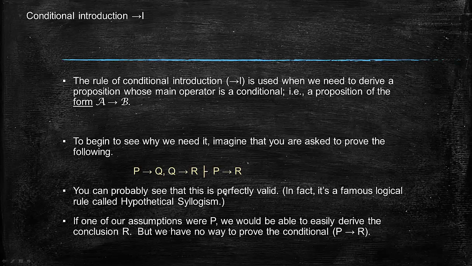And you can see that if one of our assumptions were P, we're not given P as an assumption, but if one of our assumptions were P, we'd be able to easily derive the conclusion R by just 2 applications of conditional elimination. Right? So if we had P, we'd be able to get Q by conditional elimination, and then if we had Q, we'd be able to get R by conditional elimination. But we're not given P, first of all, and we're not being asked to derive R. We're being asked to derive the conditional, if P, then R.